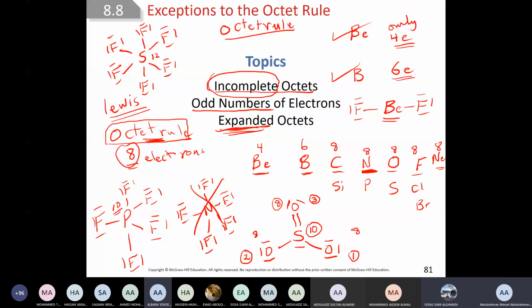Doctor, what if it's S with chlorine, can it have an expanded octet? Yeah, we can have it, yes, of course. No problem. If it's S with chlorine, not fluorine, same thing.